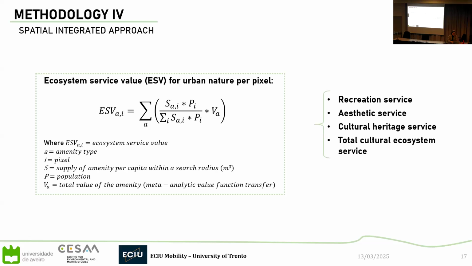And then we thought of a way to try to integrate these 2 outputs in a spatially explicit way, because we wanted to see how these economic values can be connected to the supply of nature, in relation to the population density. And we use that function to distribute basically the economic value.